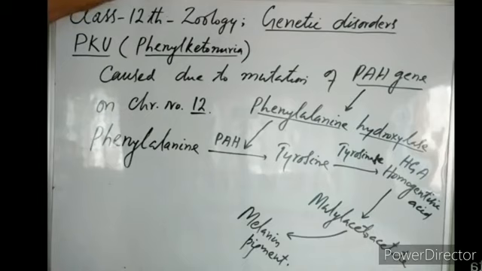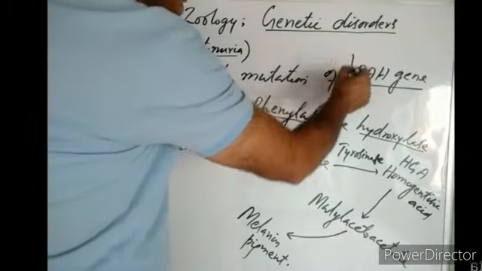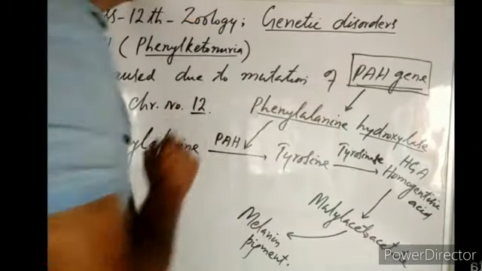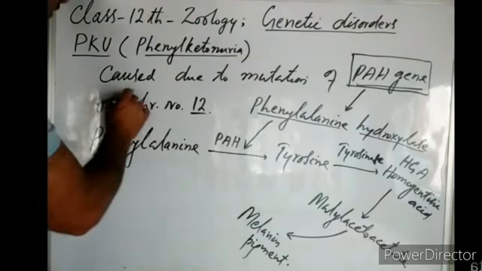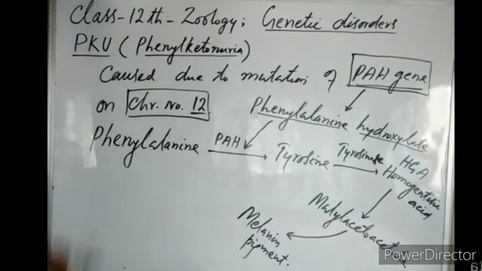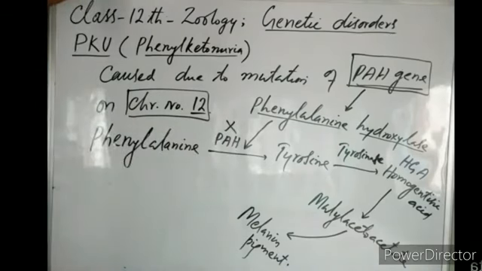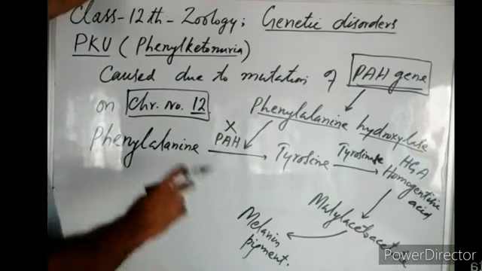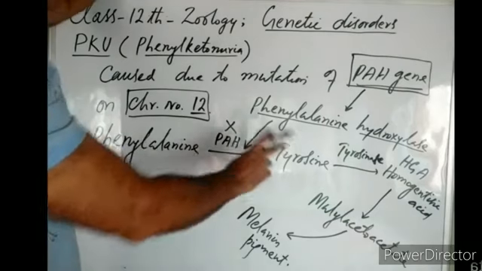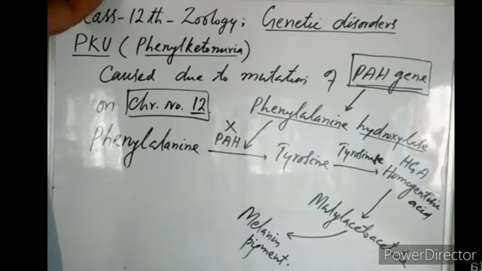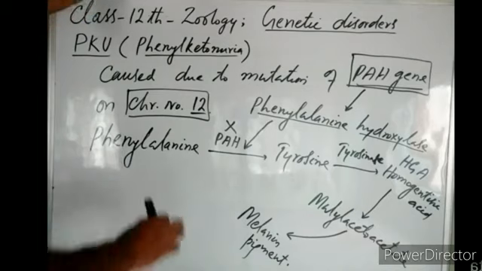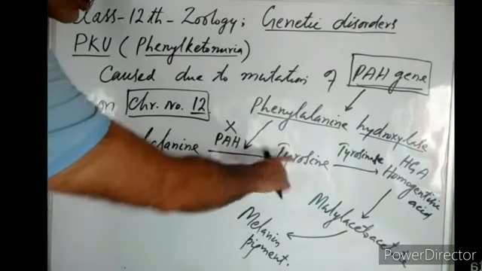Now, in PKU, in phenylketonuria, we suffer from mutation of this PAH gene, which is located on chromosome number 12. If this PAH gene is mutated, then either the phenylalanine hydroxylase enzyme is not produced, or if it is produced, it is in a mutated, malfunctioning form. So it is not able to convert phenylalanine into tyrosine.